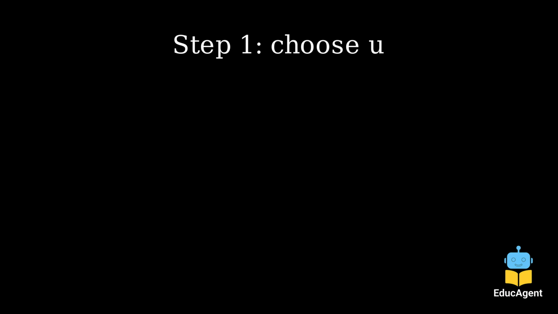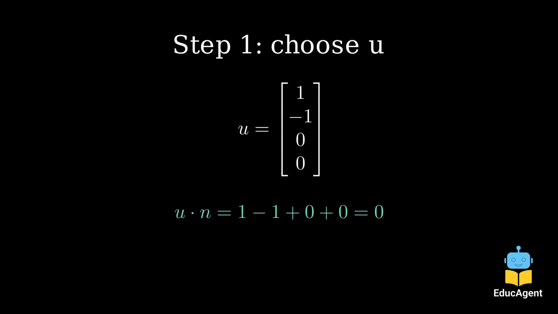We'll start with an easy vector in the subspace. A simple choice is u with entries 1, -1, then 2 zeros. It's clearly in the plane x plus y plus z plus t equals 0. Compute the dot product to verify u is perpendicular to n.